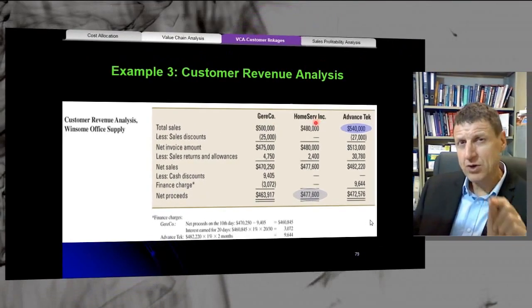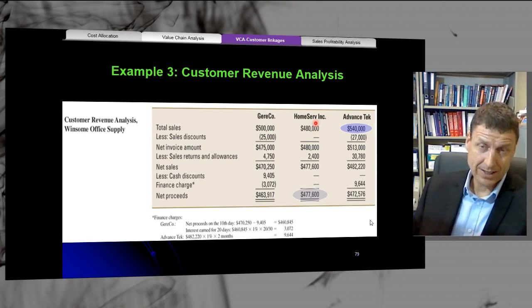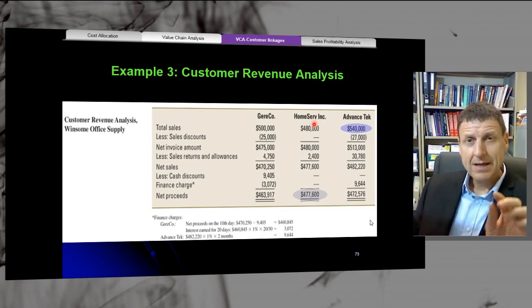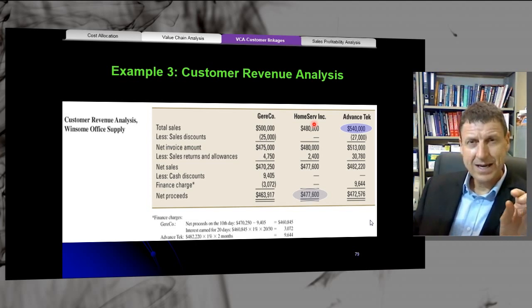Now, that's the revenue analysis side. What we want to do now is go across to the cost side. Are these customers the same in terms of the cost they incur for you to sell to them? Basically, for you to deliver to them.